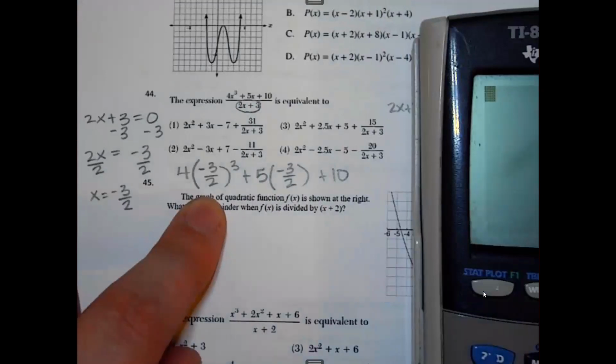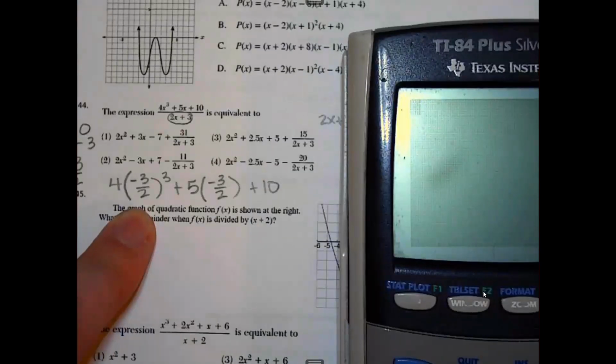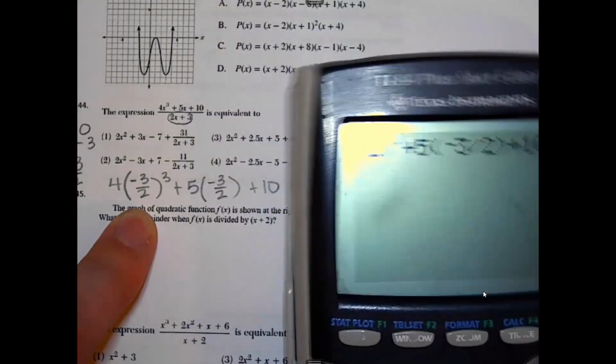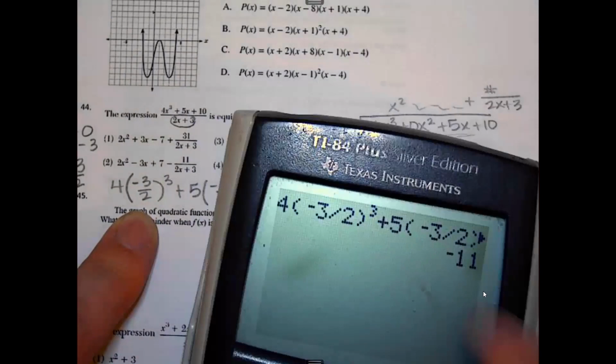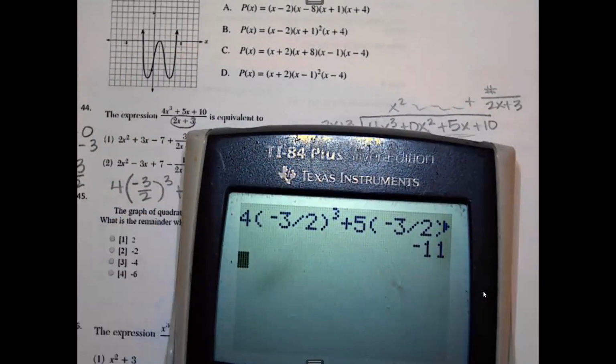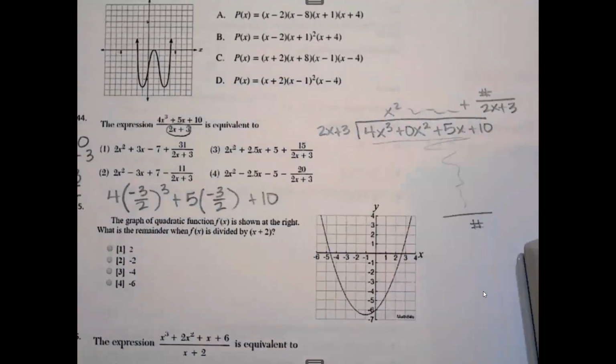For this problem, it doesn't really matter. I'm a little bit quicker on my graphing calculator with this sort of thing. You guys know my buttons are broken on the calculator. So I'm going to go ahead and type this real quick on here. And then this is the remainder. So if you were to evaluate it, this ends up being the remainder.